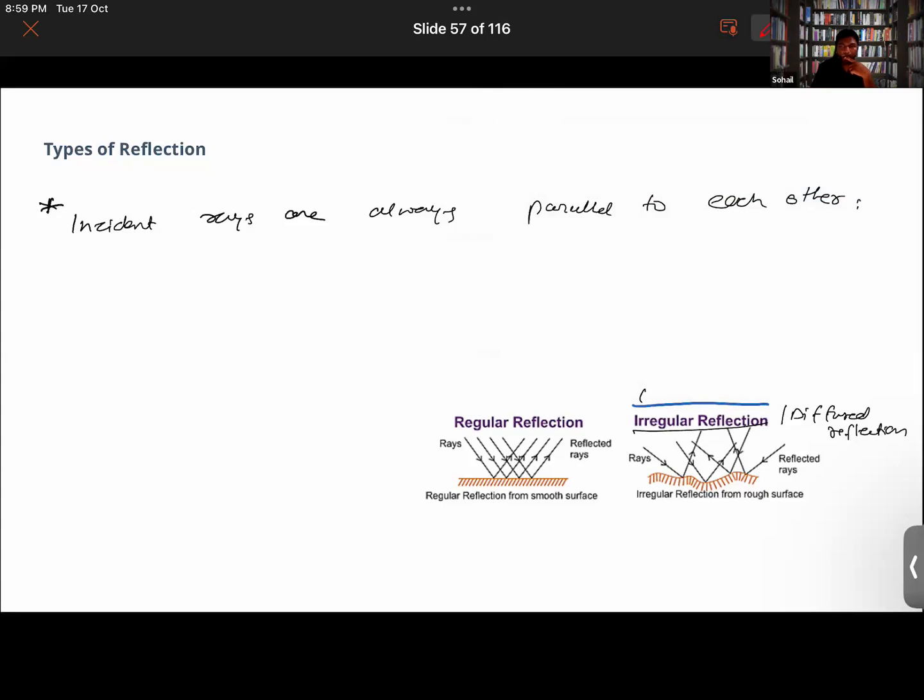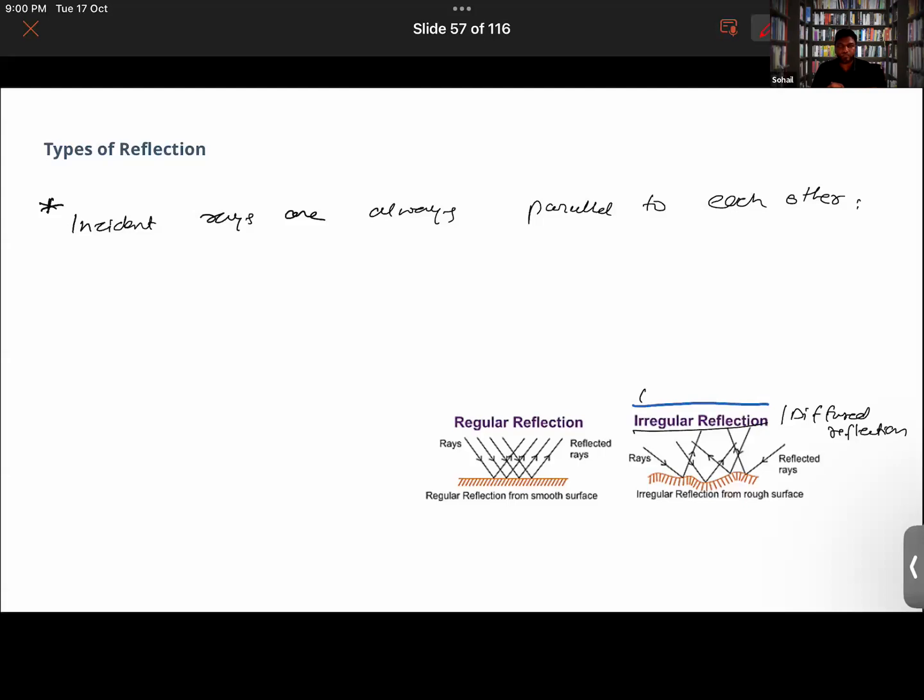So what were the points we discussed? There was something like reflection in parallel, like the light reflects in only one direction, and in the other direction in the same medium, and they are also parallel to each other.